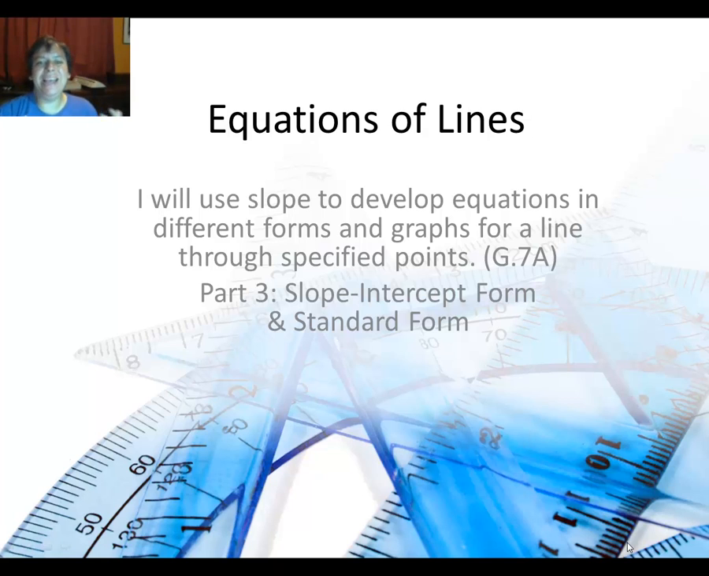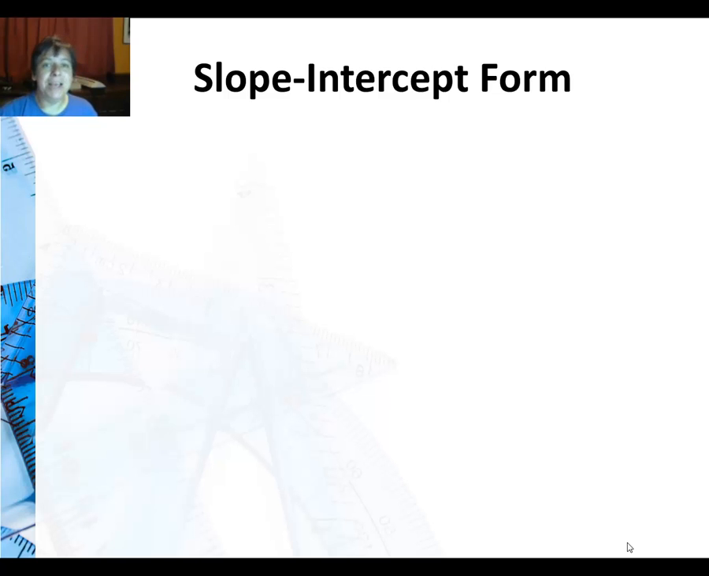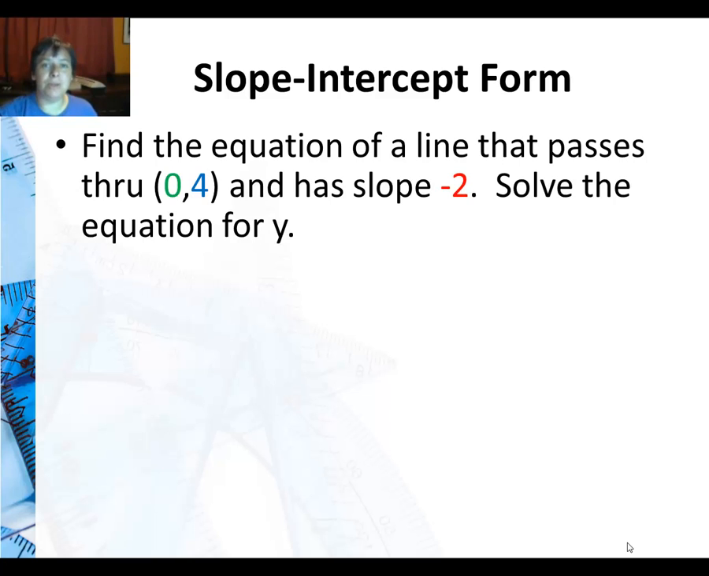Okay, here we're going to talk about one of the easiest forms for the equation of a line, which is probably why you spent most of your Algebra 1 time on this form. And then one of the most annoying forms for the equation of a line, which for some reason is called the standard form. Why the standard is annoying, who knows?